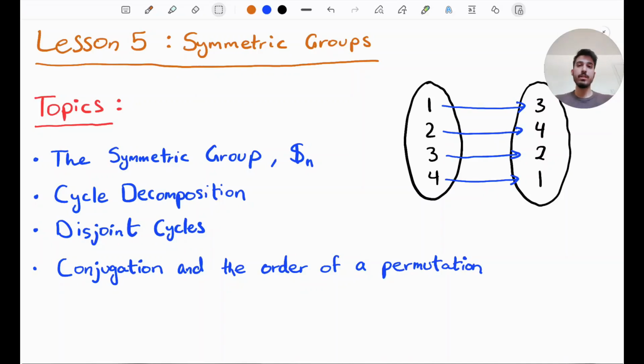Ladies and gentlemen, today's topic is a very special and interesting group that we will be dealing with a lot in future lessons. Lesson 5 in group theory talks about the symmetric group. But what is a symmetric group and why is it so important to discuss?